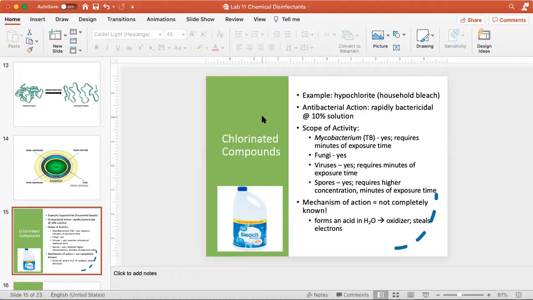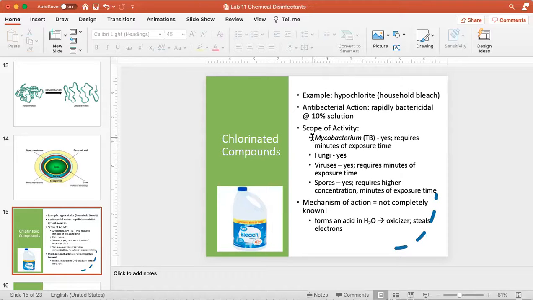Bleach, like alcohol, is rapidly bactericidal, but you have to dilute it. And this time you have to dilute it a lot. We dilute bleach to 10% to get the best activity from it. So it's very diluted. Now here's our list for scope of activity.